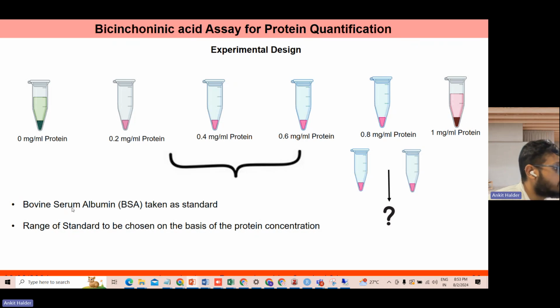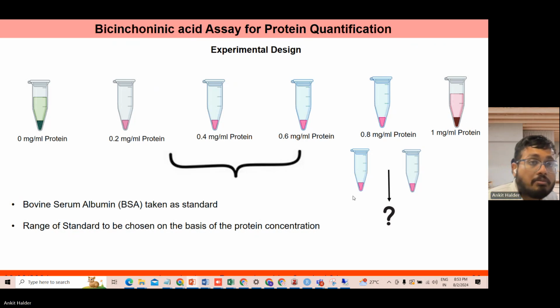So, for instance, bovine serum albumin or BSA is taken as a standard protein, where we add in the form of 0 mg per ml, which means there is no protein. This is generally used for blank subtraction, where you have just the reagent BCA. Then you have 0.2 mg per ml, 0.4, 0.6, 0.8, 1, and then you are trying to estimate the unknown concentration of that protein.